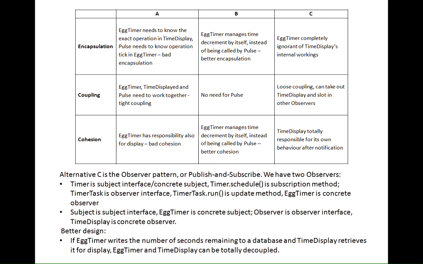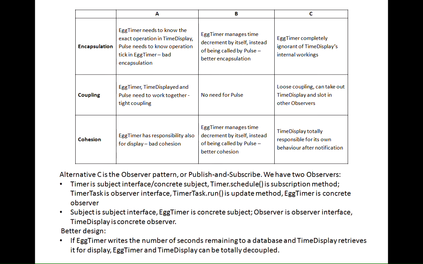So now let's compare A, B, and C. From the aspect of encapsulation, for A, because the egg timer needs to know the exact operation in time display, and the pulse needs to know operation tick in egg timer, it's actually bad encapsulation. And for B, the egg timer manages time decrement by itself instead of being called by pulse, so it's better compared with A. For C, the egg timer is completely ignorant of time display's internal working, so it's the best one.